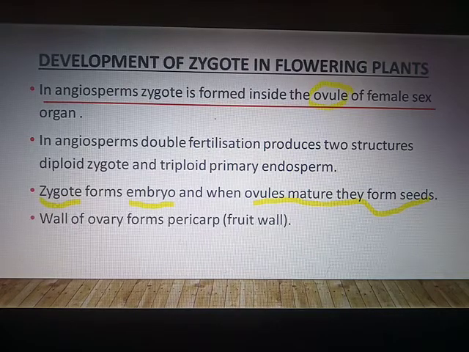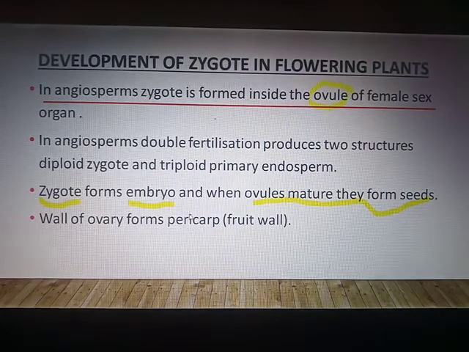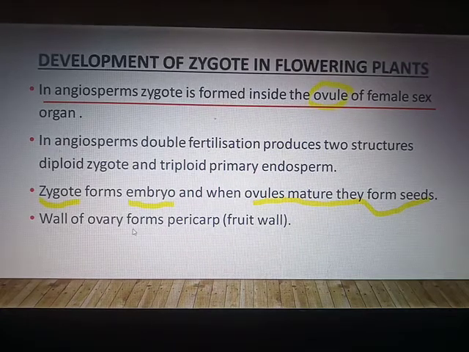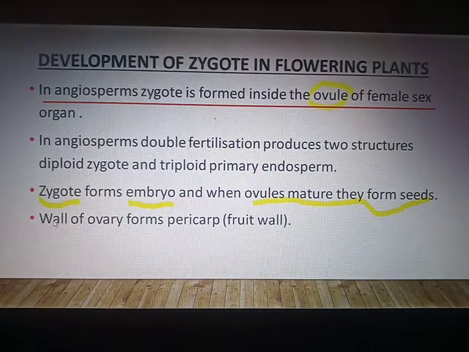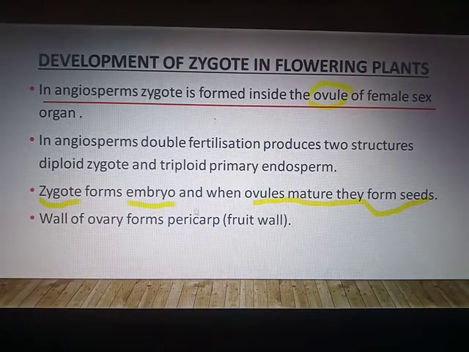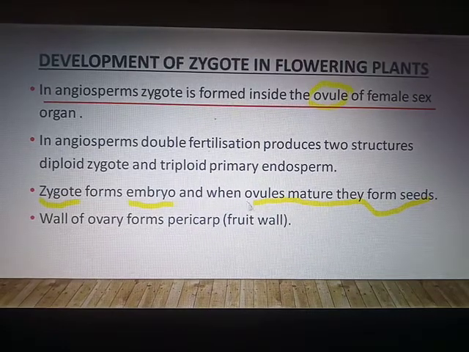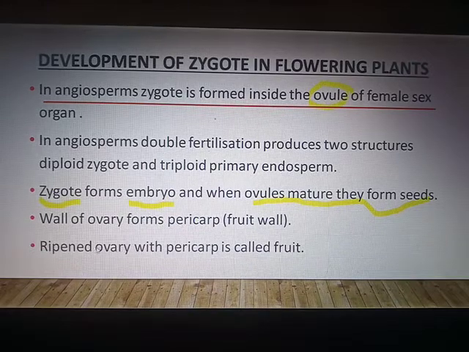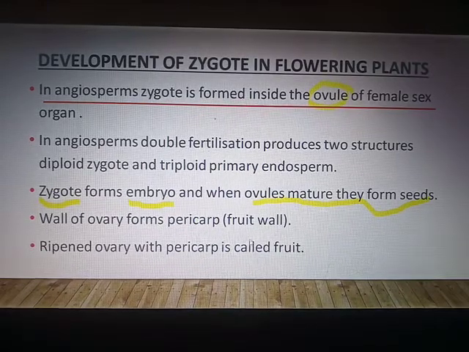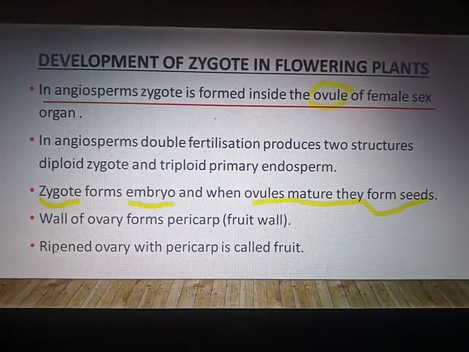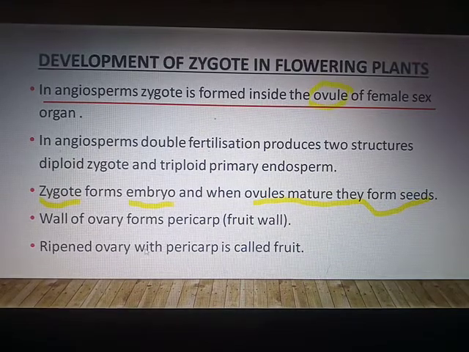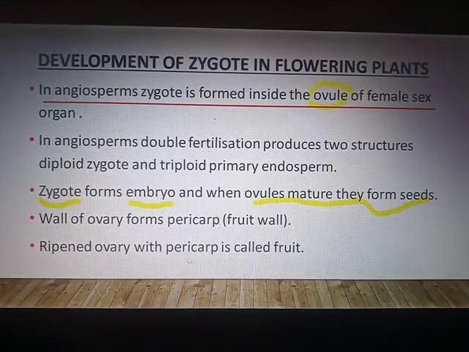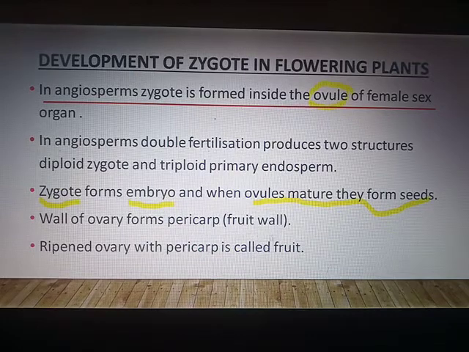The next point is wall of ovary forms pericarp. Students, ovary is female sex organ. So wall of ovary forms pericarp, means fruit wall. Clear? And ripened ovary with pericarp is called fruit. Ripened ovary means matured ovary with pericarp. Clear? Is known as fruit.